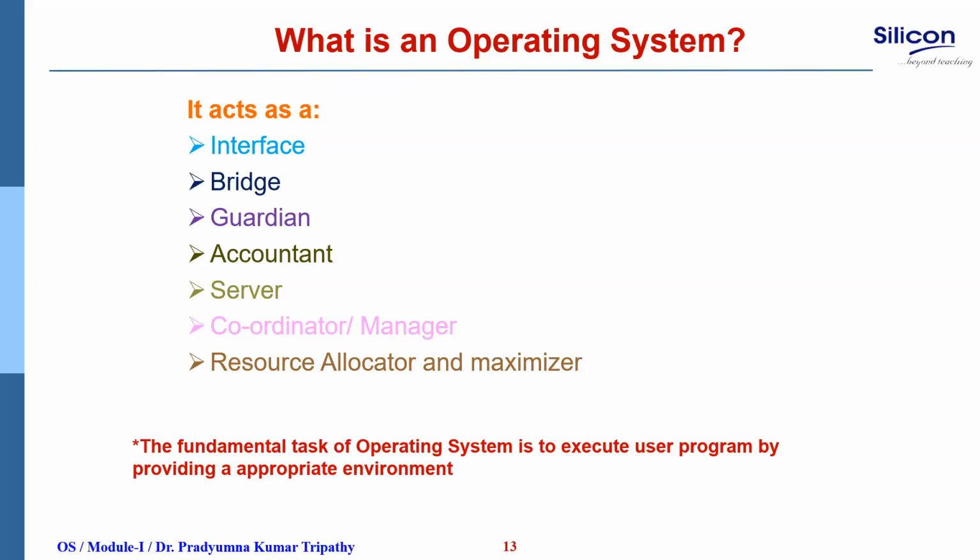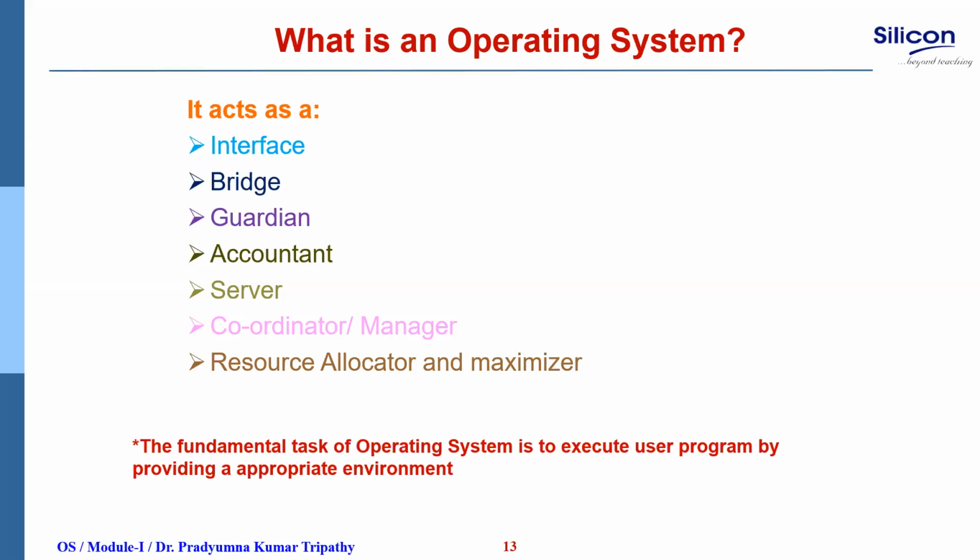And this operating system itself is responsible as resource allocator and maximizer. What are the resources? In your computer, what are the resources? Hard disk is a resource, memory is a resource, keyboard is a resource, mouse is a resource, printer is a resource, the bus that you are using and the registers that you are using are resources. So any of these hardware components that you are using are resources.